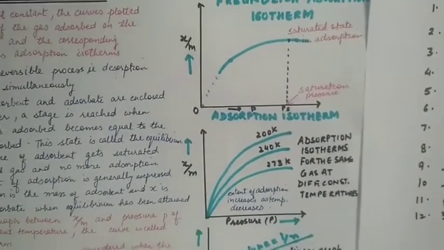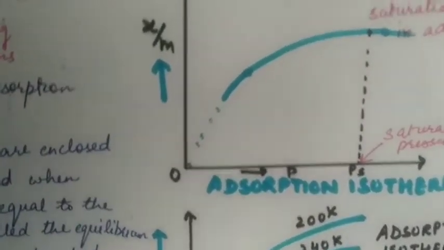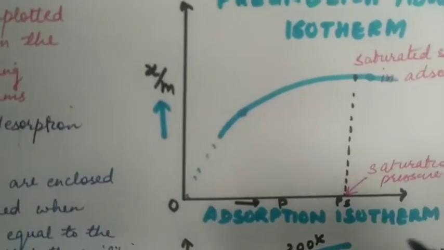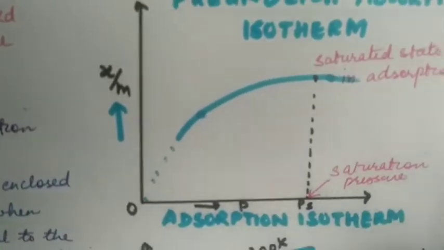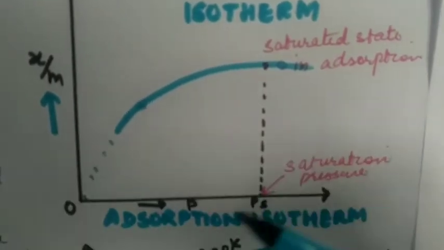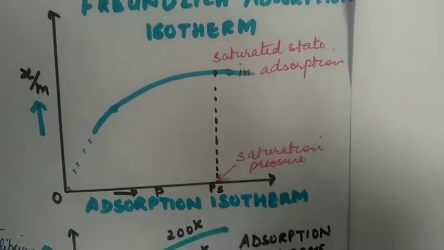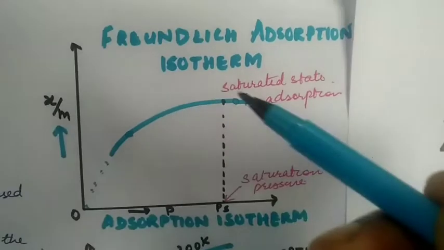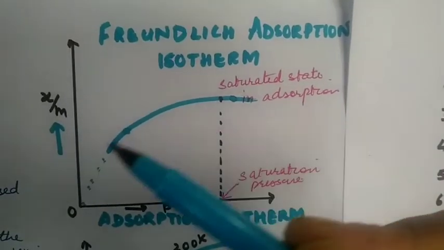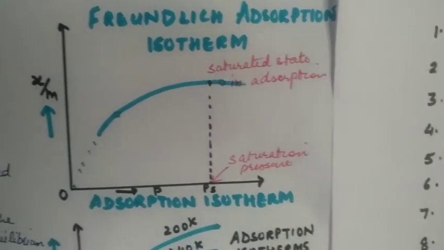Now, adsorption is a reversible process. That is, desorption is also taking place simultaneously along with adsorption. So initially the rate of adsorption is more than the rate of desorption. So the net amount of gas adsorbed, or the extent of adsorption, goes on increasing with pressure.